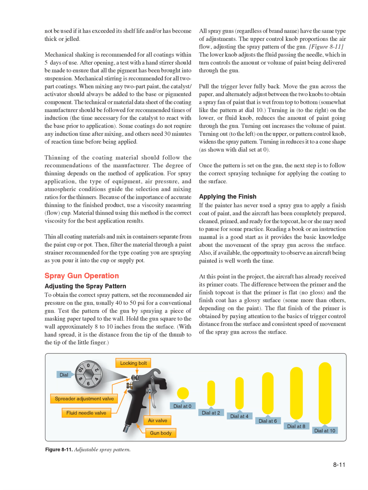Move the gun across the paper, and alternately adjust between the two knobs to obtain a spray fan of paint that is wet from top to bottom, somewhat like the pattern at dial 10. Turning in, to the right, on the lower, or fluid knob, reduces the amount of paint going through the gun. Turning out increases the volume of paint. Turning out, to the left, on the upper, or pattern control knob, widens the spray pattern. Turning in reduces it to a cone shape, as shown with dial set at 0.